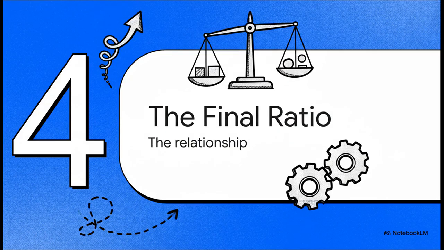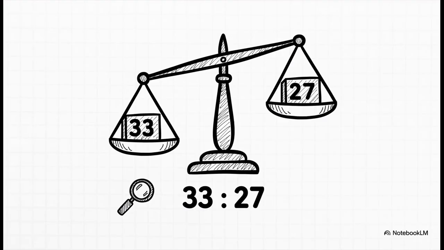But wait, we're not quite at the finish line. The original question asked for the ratio. So let's move on to the final step, finding the relationship between our numbers. So the ratio is 33 to 27. But we can almost always make ratios a little simpler, a little cleaner.